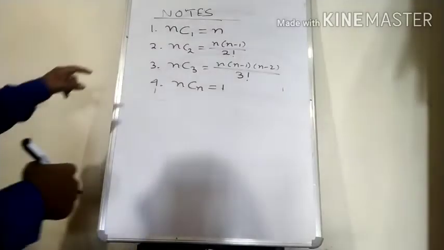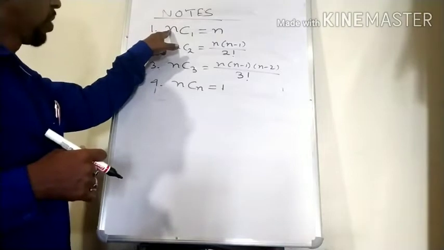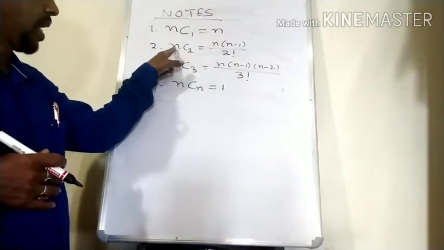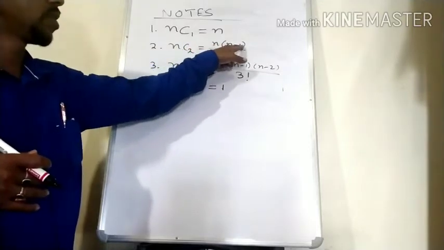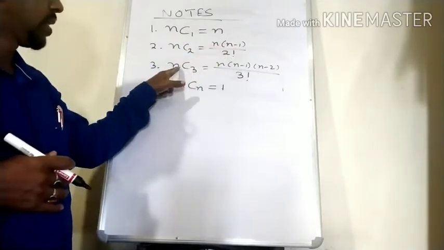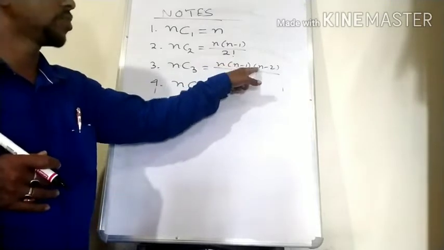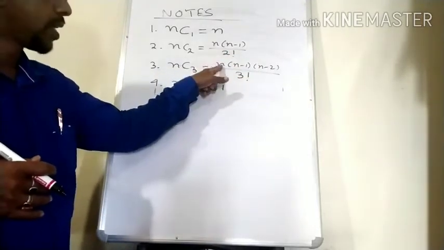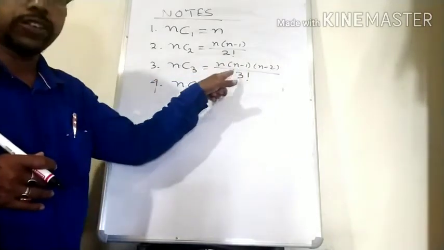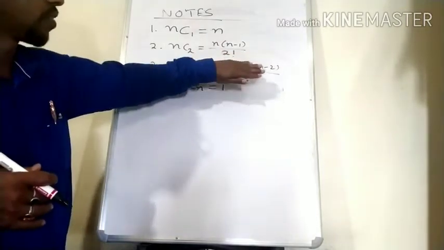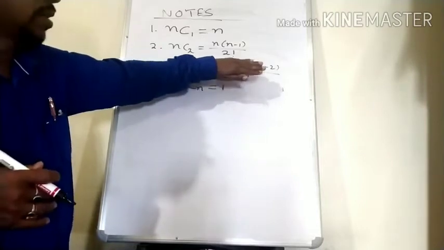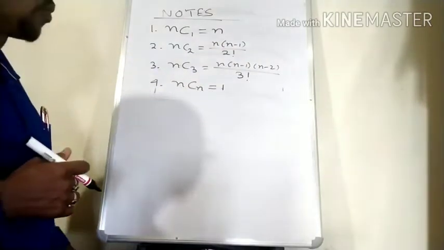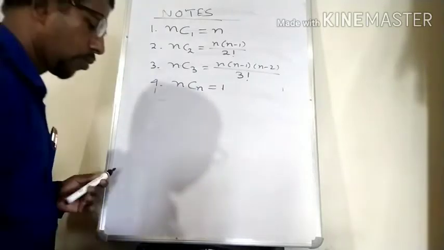Now we have to know some very important notes in combinations. What is nC1? nC1 is n. nC2 will be n into n minus 1 by factorial 2. nC3 will be n into n minus 1, n minus 2 by factorial 3. It goes on like that. If it is nC4, n into n minus 1, n minus 2, n minus 3 by factorial 4. In permutation, we don't write factorial in the denominator, but in combination, we have to write it. And nCn will be 1. These are the important notes you have to know.